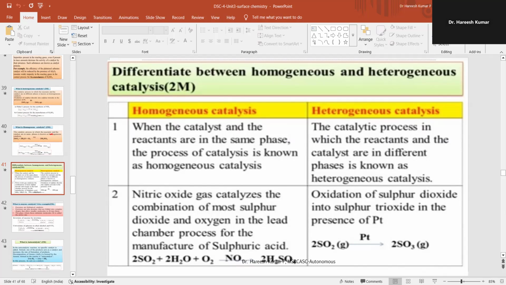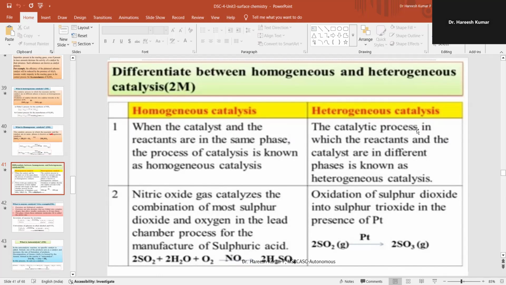One example for homogeneous catalysis: nitric oxide gas catalyzes the combination of sulfur dioxide and oxygen in the lead chamber process, and this process is called the contact process. Here, nitric oxide is the catalyst and converts sulfur dioxide, water, and oxygen into sulfuric acid. Nitric oxide, oxygen, water, and sulfur dioxide are in the same phase. The gaseous reactants are converted into a liquid as the product.